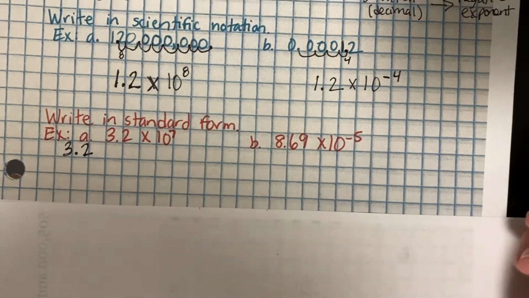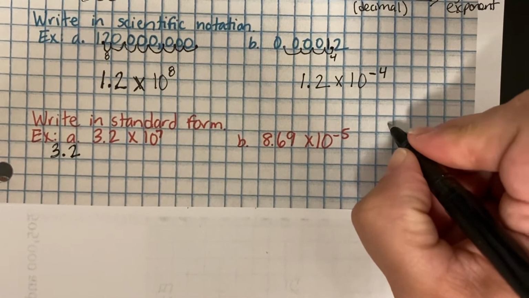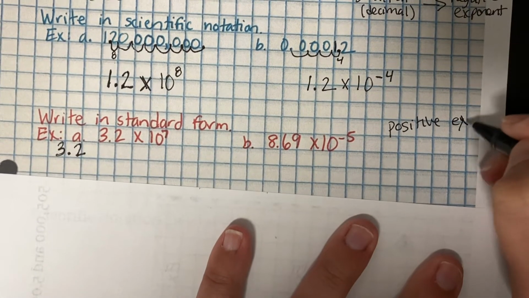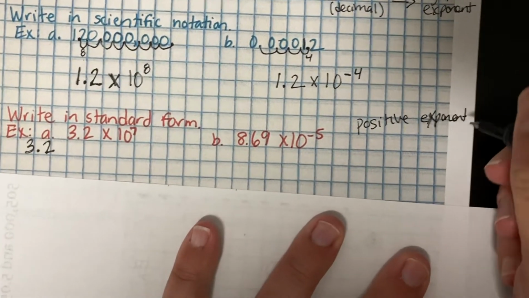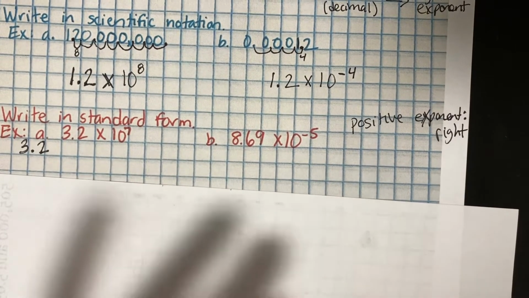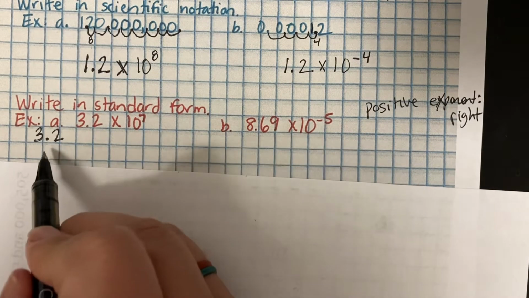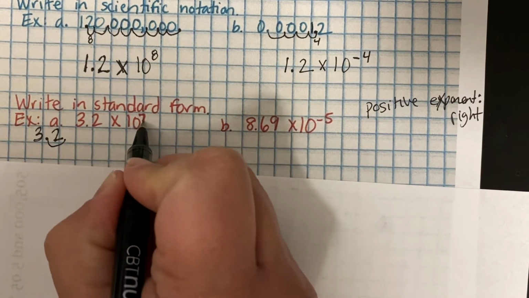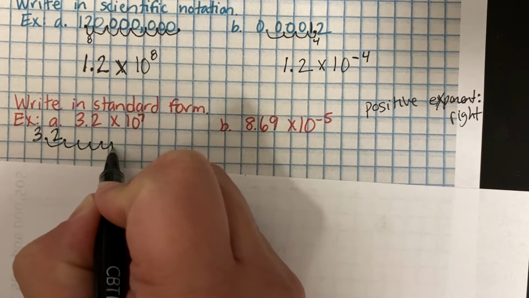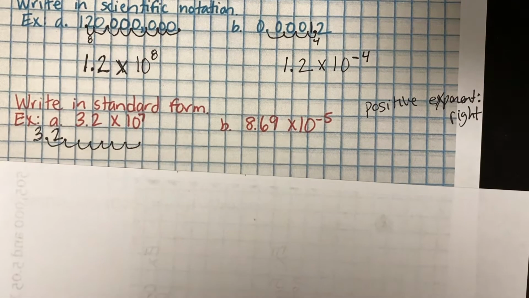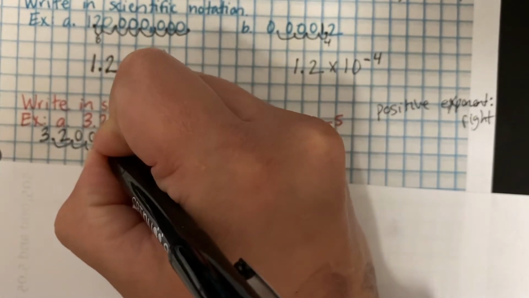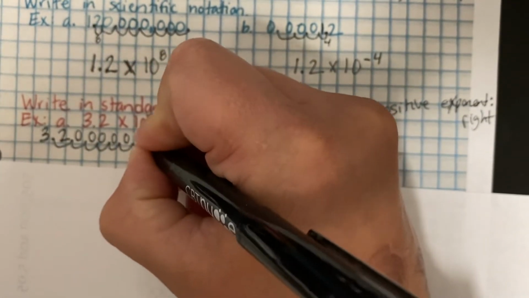Okay. So I'll write another note over here. So if I have a positive exponent, we are going to the right. If I have a positive exponent in this form, I'm going to move it to the right. 1, 7 times. 2, 3, 4, 5, 6, 7. All of those spaces there, they need to have a 0 in them. I'm going to fill them all in with a 0.